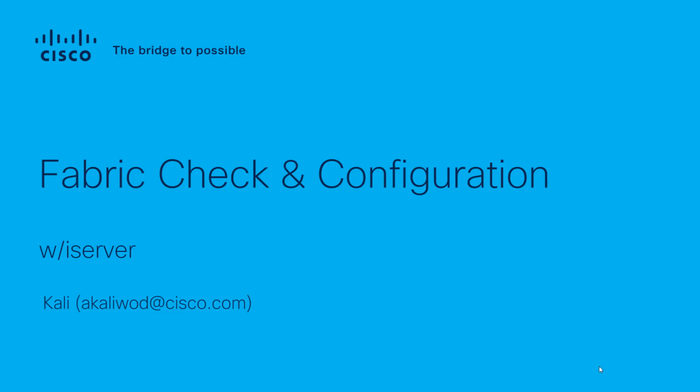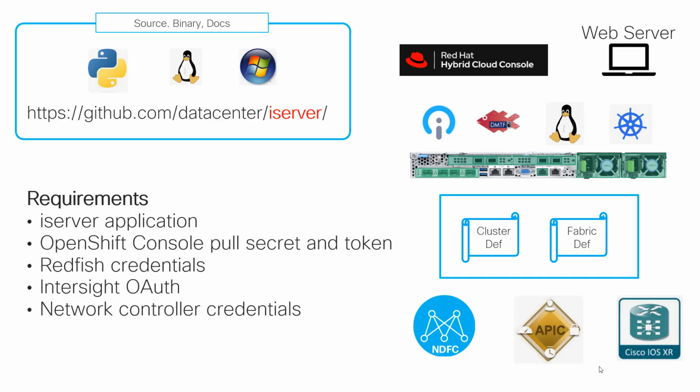An overview of Fabric checks and configuration in the context of OpenShift installation on bare metal servers, provided by iserver application. iserver is an open-source command line application that, based on user input, can install OpenShift on bare metal servers, as well as check or configure data center network for servers connectivity. Check an overview video in the playlist for more information.